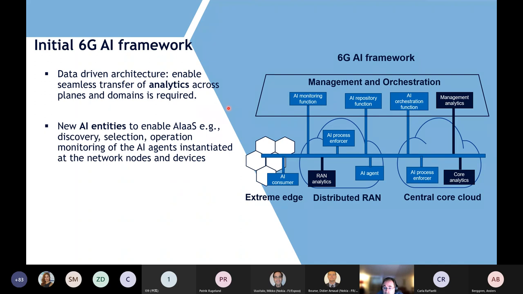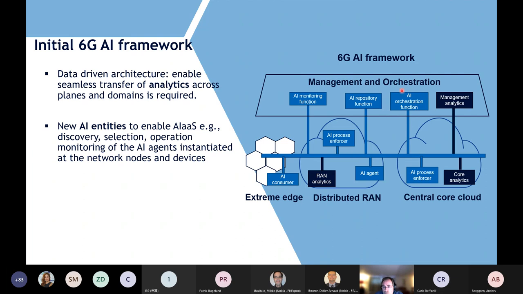I start with the AI. We have started to do some sort of initial framework for this, where we combine the analytics and the AI, and how AI should be working together with analytics. One of the things we think we should improve compared to previous generations is that analytics need a seamless transfer of analytic information across planes and domains. The figure here to the right shows different domains. We have, for example, a deployment of central core cloud, distributed RAN and extreme edge. All the analytics information should flow freely between these different planes and domains.